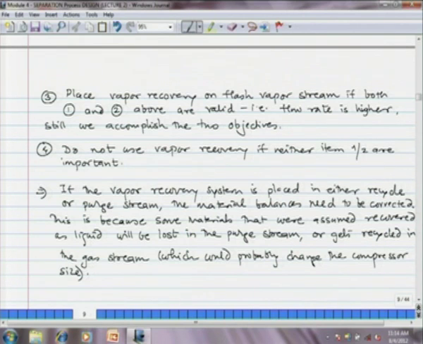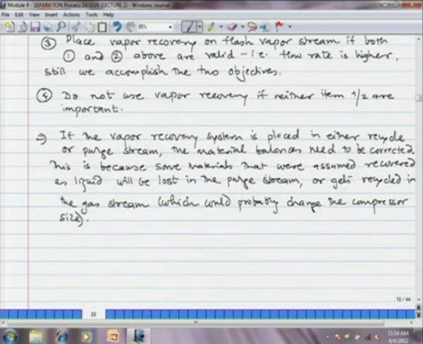If the vapor recovery system is placed in either the recycle or purge stream, then the material balance needs to be corrected. Okay, this is because some material that was assumed to be recovered as liquid will be lost in the purge stream, or it might get recycled in the gas stream, which could probably change the compressor size. Okay. So, the material balances need to be corrected whenever we place the vapor recovery system.